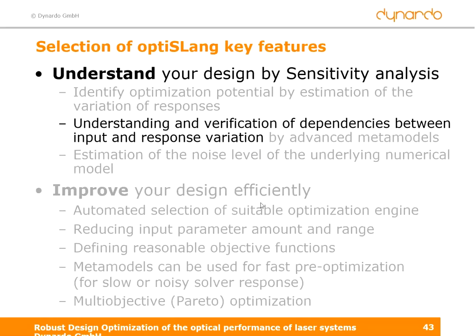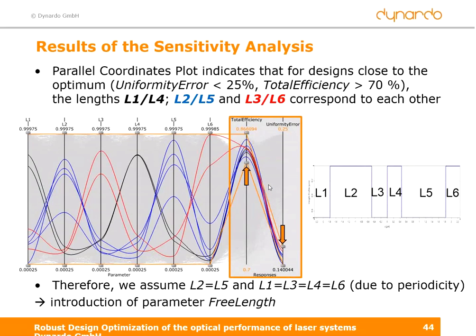So now we would like to understand and verify the dependencies between input and output variation. And for this, we use here the parallel coordinates plot, which can be used to understand relations between inputs and outputs, or outputs and outputs. If you don't know this plot, don't worry. We don't want to go into detail, but this plot really helps you to understand what's going on.